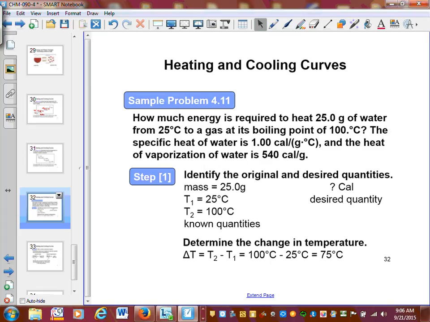So let's look at this example. How much energy is required to heat 25 grams of water from 25 degrees Celsius to a gas at its boiling point of 100 degrees C? The specific heat of water is 1 calorie per gram per degree C, and the heat of vaporization of water is 540 calories per gram. All right.